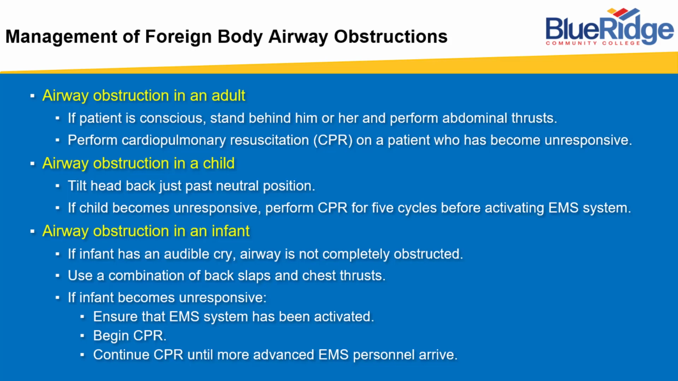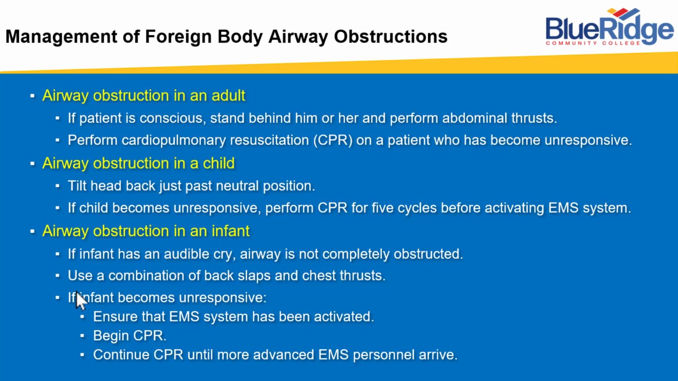For a child with an airway obstruction, it's pretty similar. We will do abdominal thrusts in the Heimlich fashion with a conscious patient who has an airway obstruction. And then, of course, when the child becomes unresponsive, if we are standing or kneeling, we will lower them to the ground in the supine position and perform CPR for 5 cycles before activating EMS if you are by yourself. If you are not by yourself, you will send a bystander to activate the EMS system or 911 system while you continue CPR.